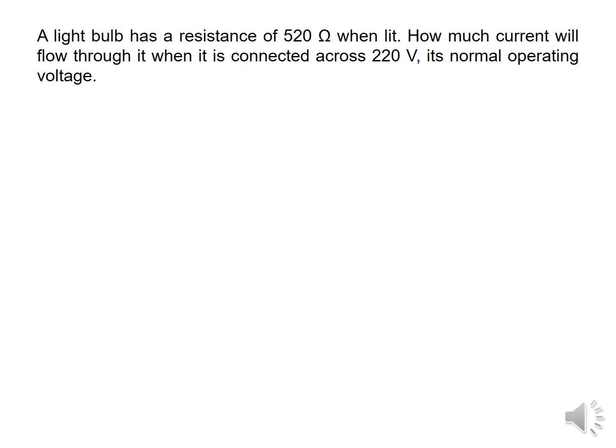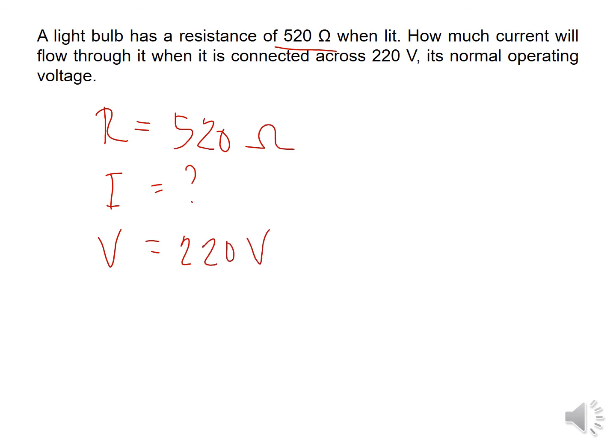A light bulb has a resistance of 520 ohms. Resistance is given, 520 ohms. How much current? We're looking for current when it is connected across 220 volts. Voltage is given, 220 volts. So let's derive the formula for current. Again, the formula for resistance is V over I. So therefore, for us to get the voltage, that's IR. And then for current, that is V over R.